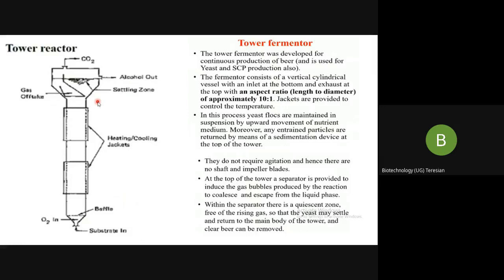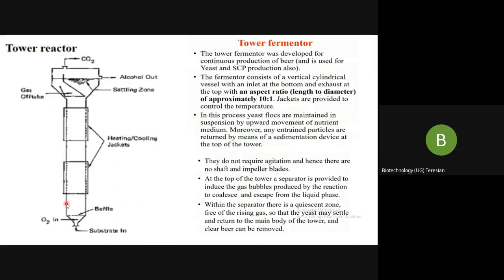It also carries insulating jackets. Look at this. These are the insulating jackets which are meant to maintain the optimum temperature condition for the organism to grow. Baffles are also present, which are meant for agitation. This is about the tower fermenter.